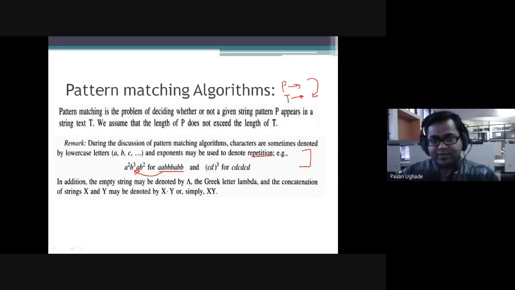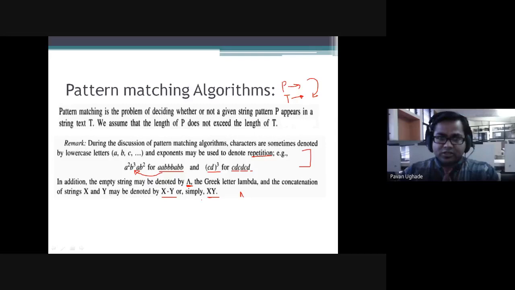A square, that is AA, B cube, then only one A and B square, or CD cube, because CD, CD, CD. In the textbook you will be seeing it like this. So it is just the basic notation I'm explaining to you. In addition, the empty string may be denoted by the Greek letter lambda. This is not A, this is simply lambda. And concatenation is denoted by dot, x dot y, or simply xy. That is also possible. That is your concatenation.